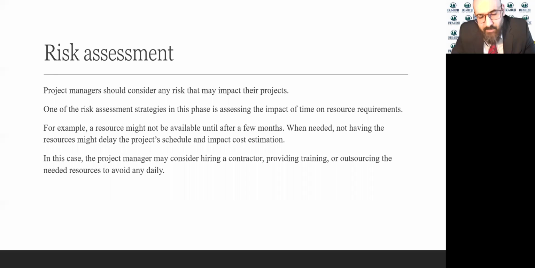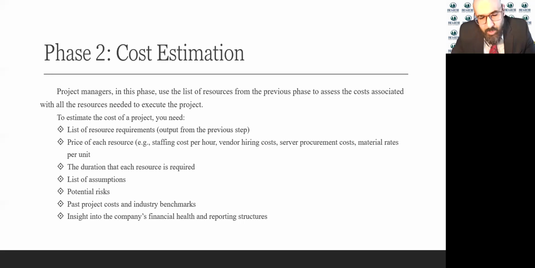This is where you have to create a plan for what you would do if you see any risk, or if you face any risk during the project.